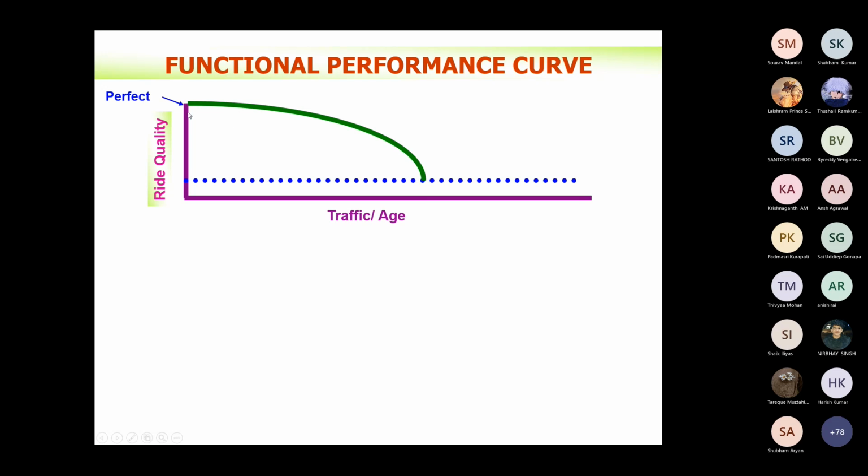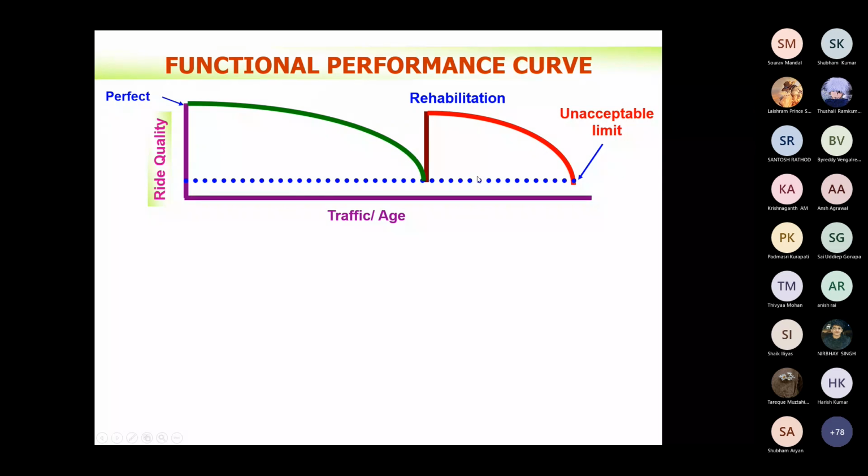Consider the functional performance curve. If you look at the riding quality, in the beginning, the moment you have constructed the road, it will be in very good condition. But over the period, it keeps on decreasing, and if the traffic is more and more, your functional performance will keep on decreasing. If it reaches some threshold level, it may warrant some maintenance. After you do the maintenance, it again deteriorates. So where to give the maintenance is very important.